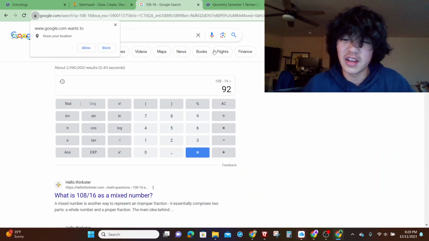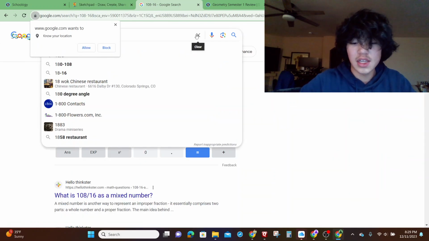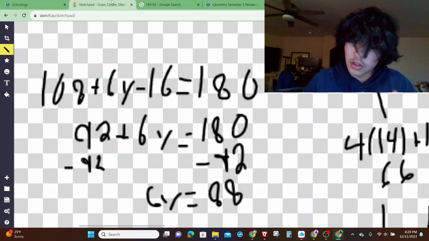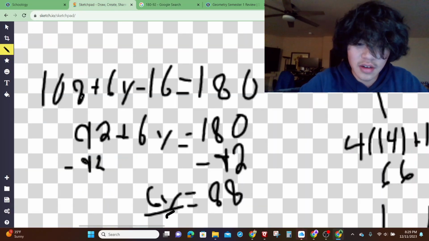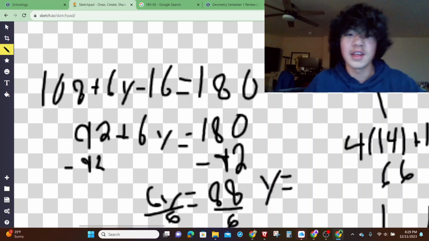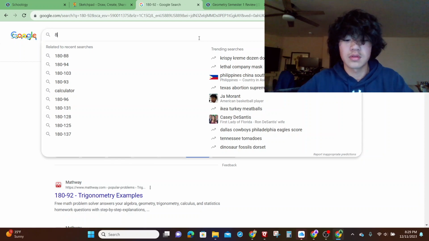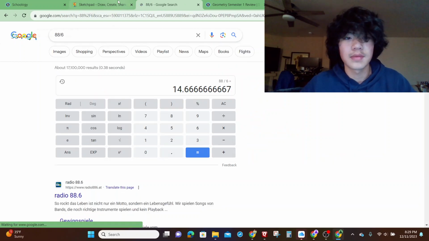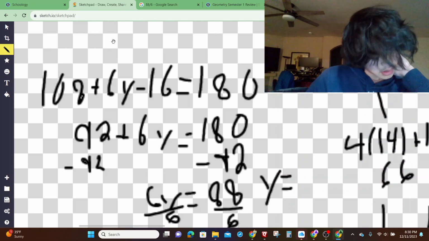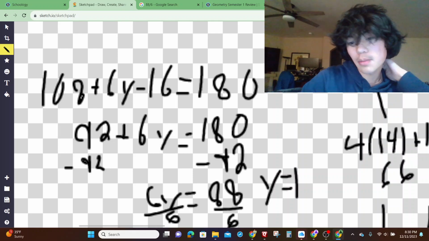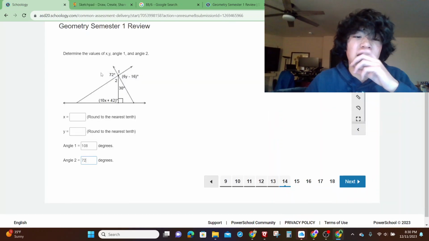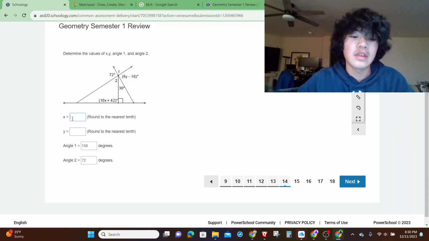Never trust your brain. Never, ever. 180 minus 92. Never, ever trust your brain, guys. Alright, we're going to divide by 6 now to find the value of y. 88 divided by 6. So, y is some weird number, bro. y equals 14.6. And they want us to round to the nearest tenth.